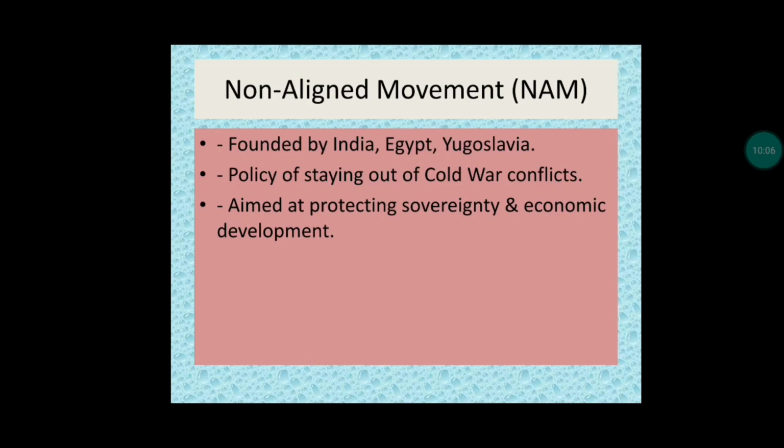Non-Aligned Movement, founded by India, Egypt, Yugoslavia: a policy of staying out of Cold War conflicts, aimed at protecting sovereignty and economic development.